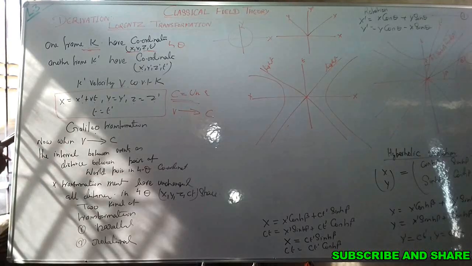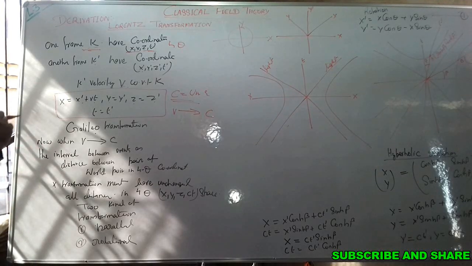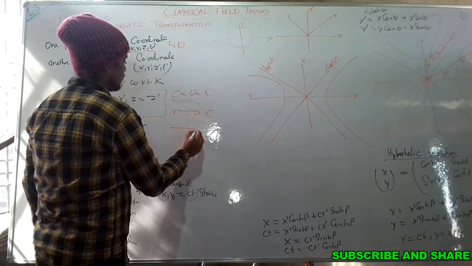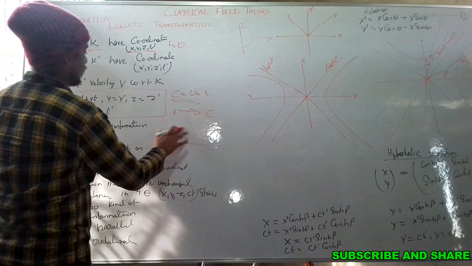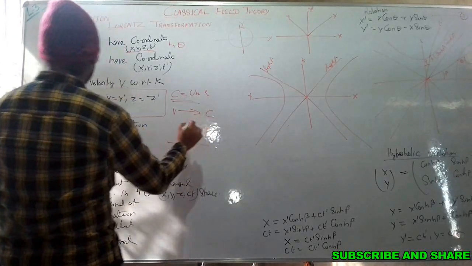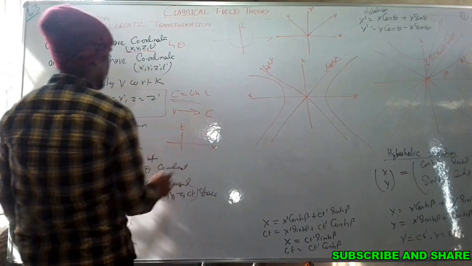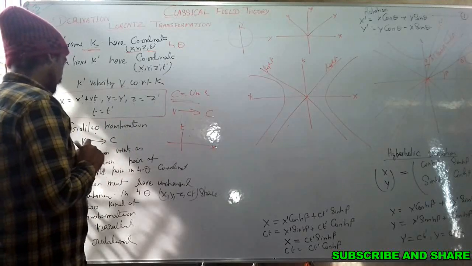There are two things which must be kept in mind. One is that the interval between events is simply a distance between two points in the space-time diagram, the distance between two world points, and this must be invariant under coordinate transformation.